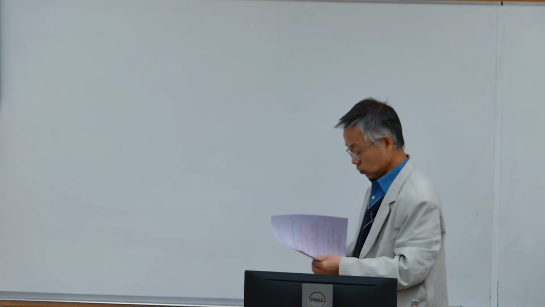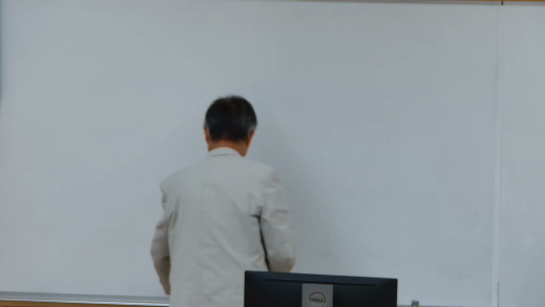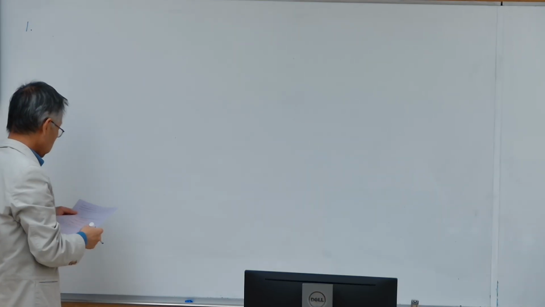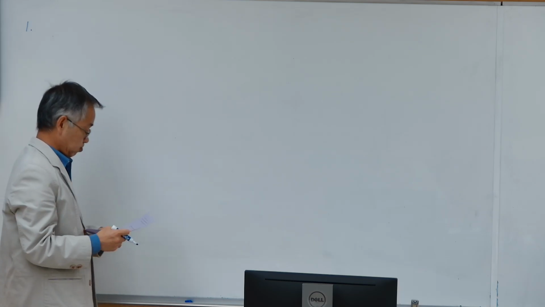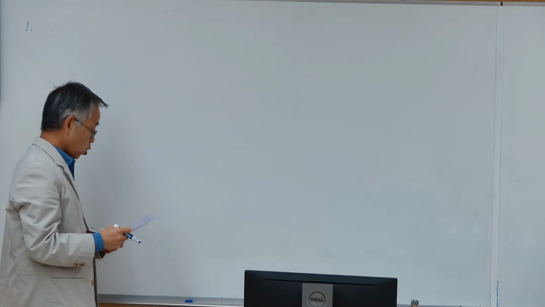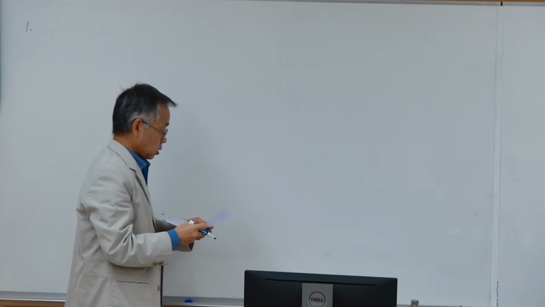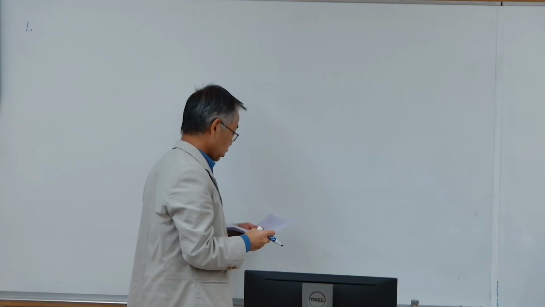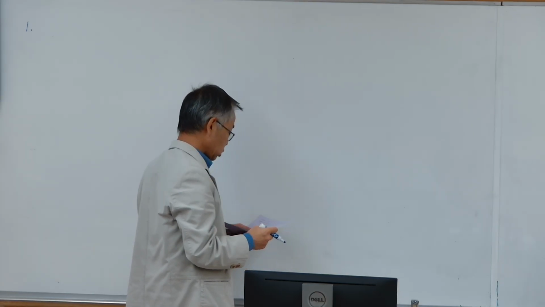Okay, today we'll give you some explanation for quiz 7. Question 1, the multiple choice. Asking, is the orbital diagram for ground state electron configuration, ground state nitrogen atom, which one?